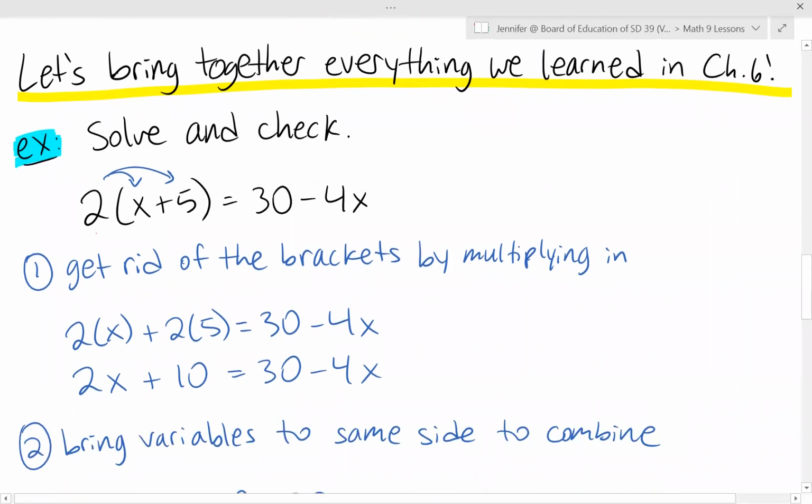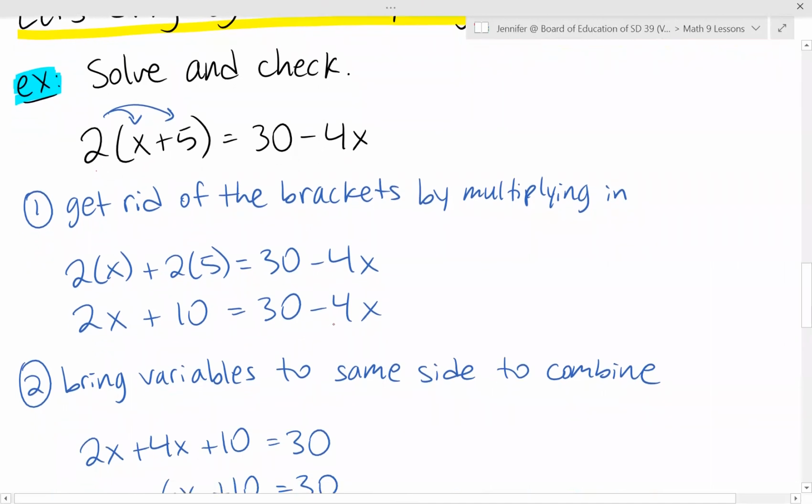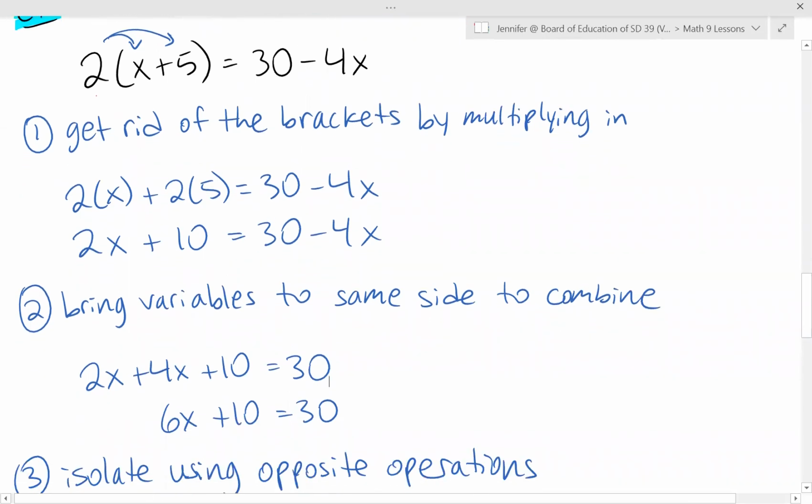That's exactly what step 2 is. Bring variables to the same side to combine. So I brought this negative 4x over by adding 4x to both sides. So it's gone from here because I added 4x and then I inserted here, positive 4x. And those combine together to give me 6x.